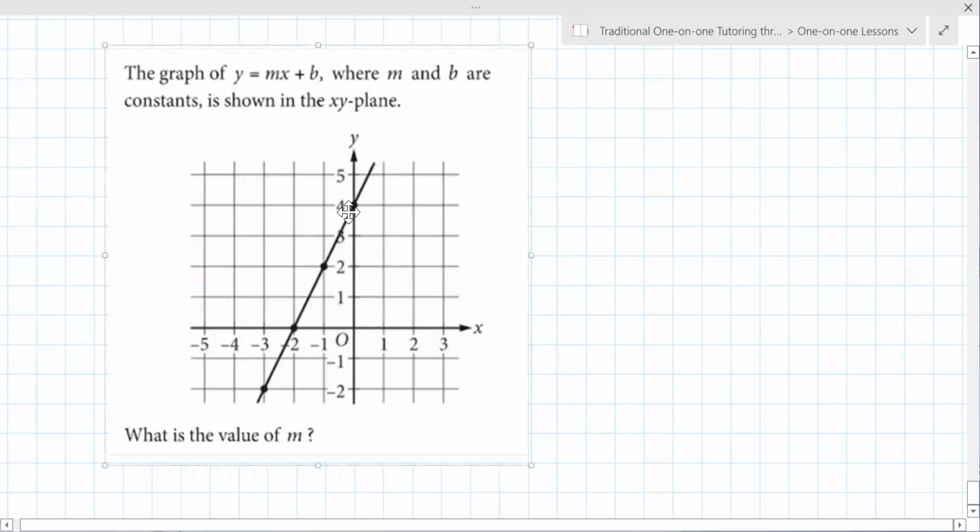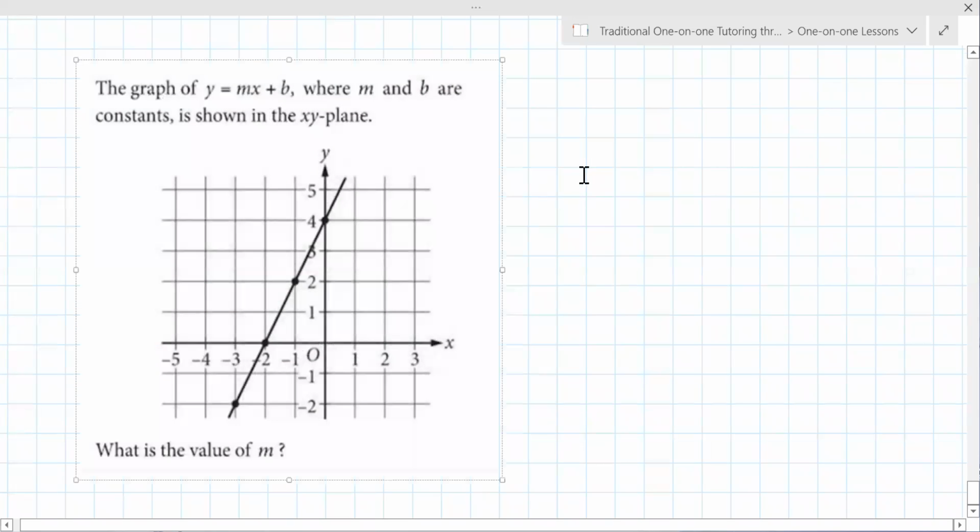This is one where it appears to be symbolic. It's like, okay, the graph y equals mx plus b, m and b are the constants. You know that m is the slope. You know that b is the y-intercept. Okay, it's showing the xy plane. But what does it ask you for?